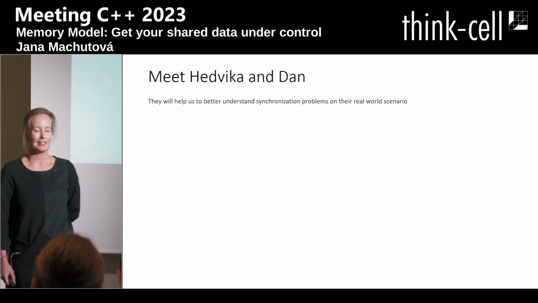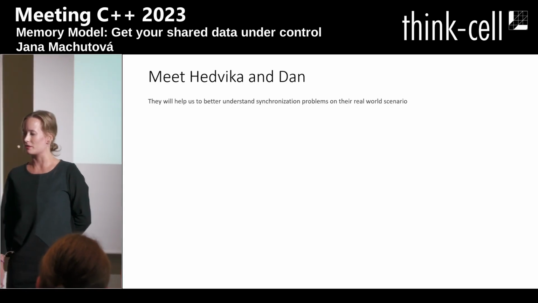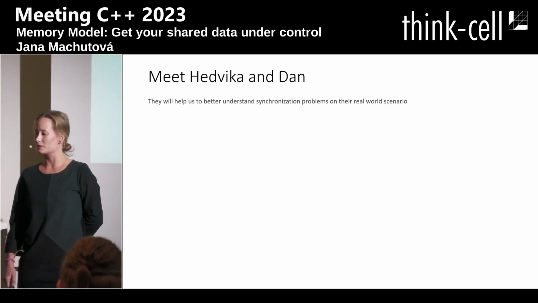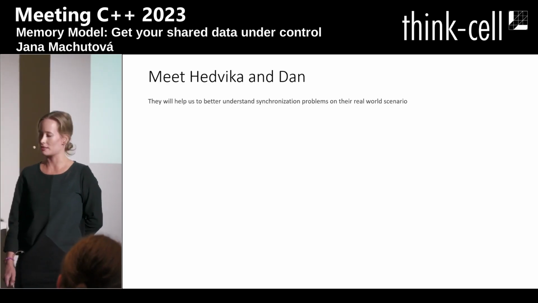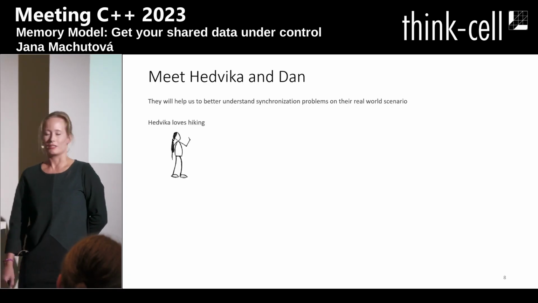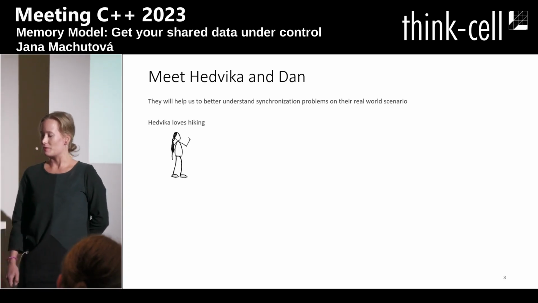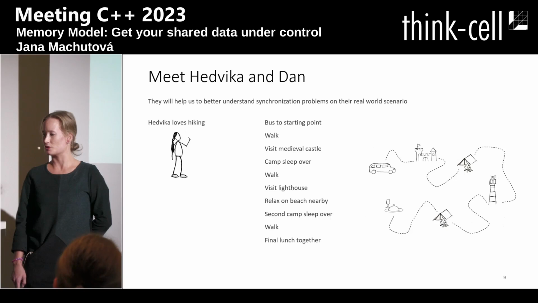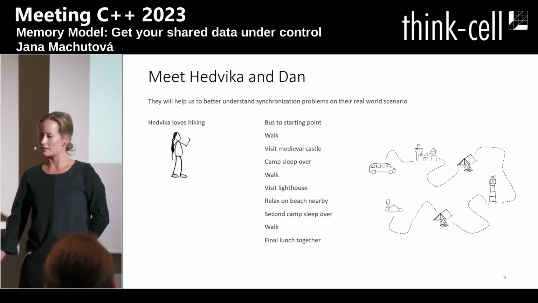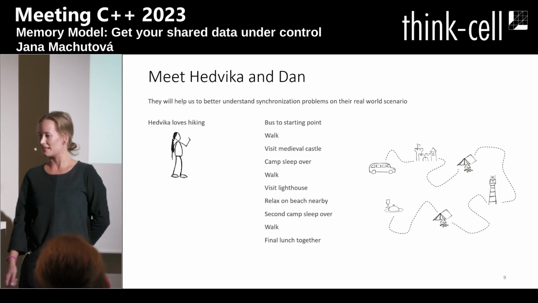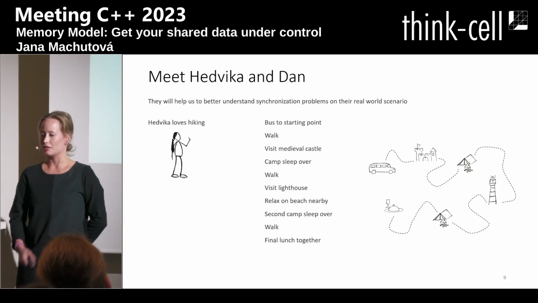So to make it a little bit more understandable, I chose Hedvika and Dan to be our guides through this world and to provide a real-world scenario. Hedvika is a small girl who loves hiking, and she made up a trip which looks like this. She will take a bus, go to some medieval castle, stay in a camp, go to the lighthouse. You see the whole itinerary here.